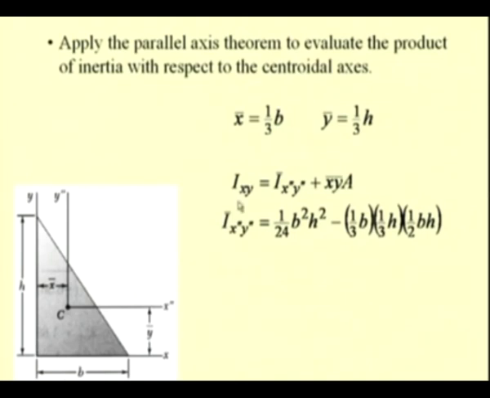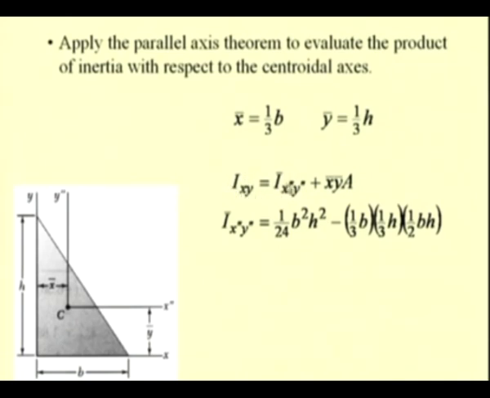And now we write the parallel axis theorem for the product of inertia, that is I x y, the product of inertia with respect to the axis x y, is equal to the product of inertia with respect to the centroidal axis plus x bar y bar A, and this value is to be determined and we know this value I x y.